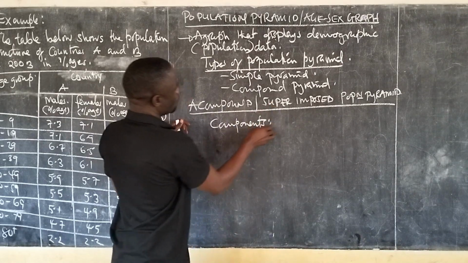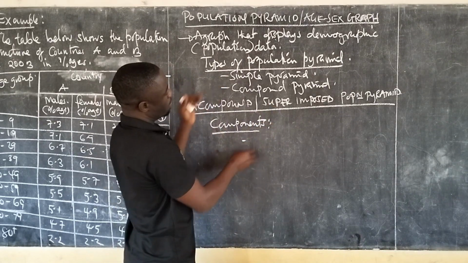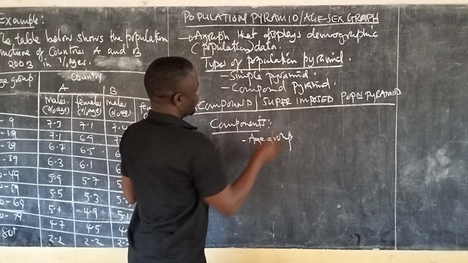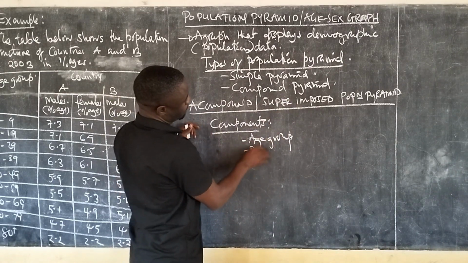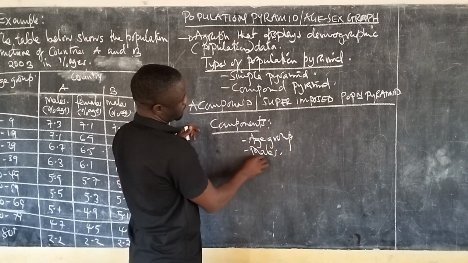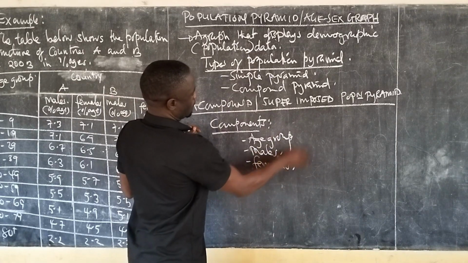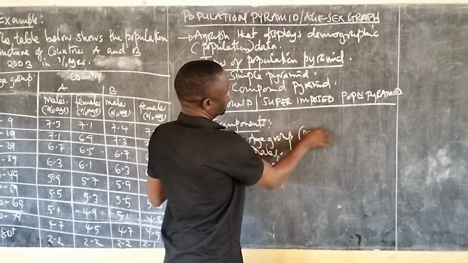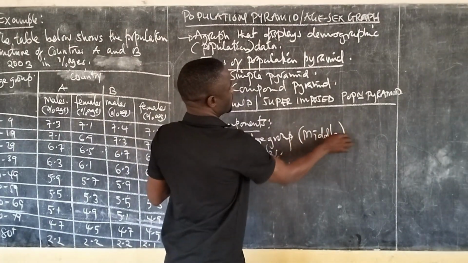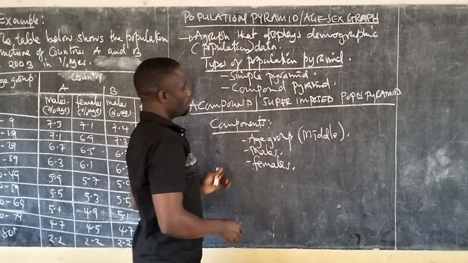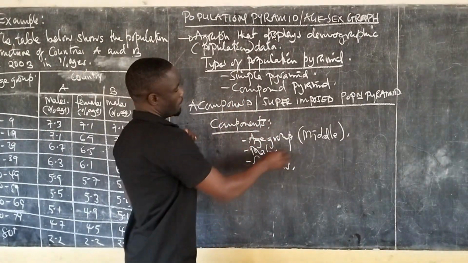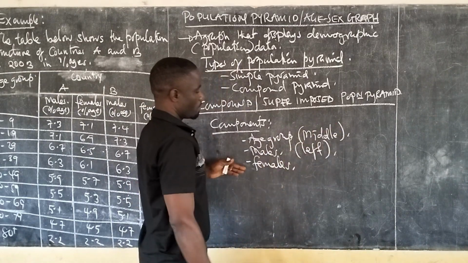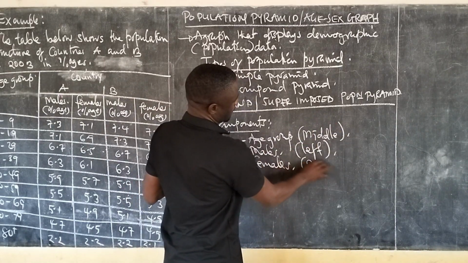So the components of this graph are just going to be the same as this one. We shall have the age group, the males, that is gender, and the females. The age group is always put in the middle when you are drawing. We shall have a column for age group. Then we put males always on the left hand side, and females on the right hand side.